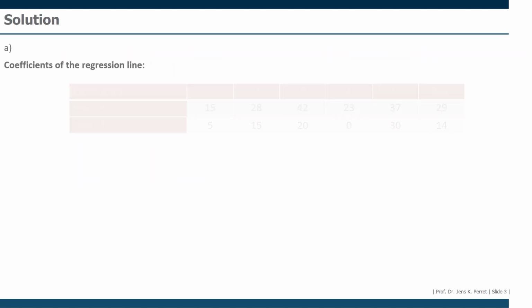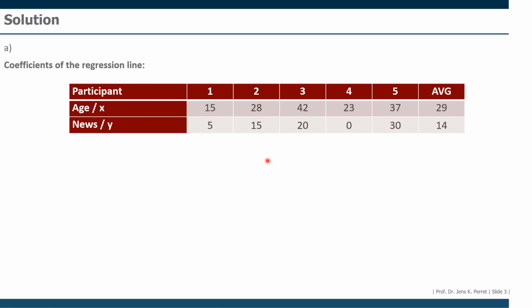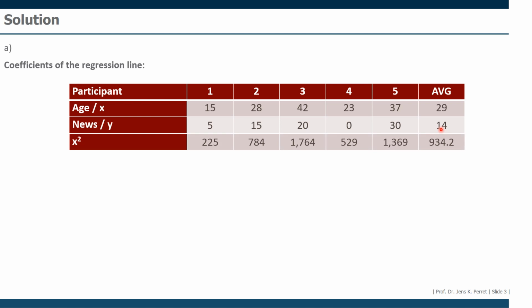For this, I'm going to copy the table as is, and I'm going to add one additional column. In this column I'm going to calculate the averages for X and for Y, giving me these two values. Additionally, I'm going to add 2 new rows to this table. The first row, I'm going to take all the X values and square them. So here 15 squared, 28 squared, 42 squared, 23 squared, and so forth.